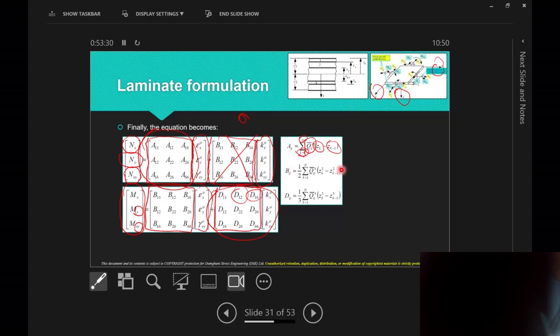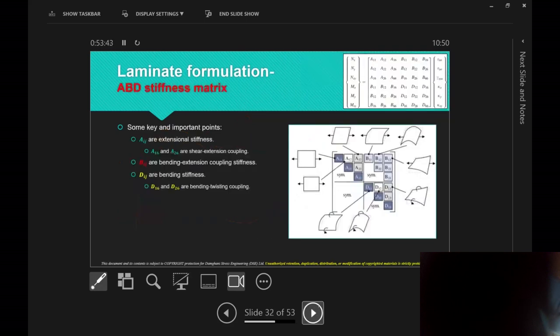If you want to find the B matrix, it's pretty much the same as the A matrix, but you use the square of Z. For the D matrix, you use the cube of Z. Simple as that. It's a lot simpler than it looks. We'll solve an example, don't worry about it.